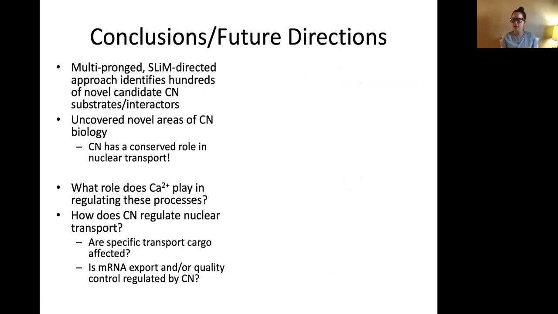Okay, so in conclusion, I've shown you that our SLIM-directed multi-pronged approach has identified hundreds of novel candidate calcineurin substrates and interactors. We've uncovered completely novel areas of calcineurin biology, as evidenced here by our work on nuclear transport. In the future, we're interested in understanding more mechanistically how calcineurin is regulating transport. For instance, how do calcium levels factor into these events? Also, is calcineurin broadly regulating transport, or is it specific pathways, or even mRNA export and quality control, that might be affected? There's a lot of open questions that are really exciting.